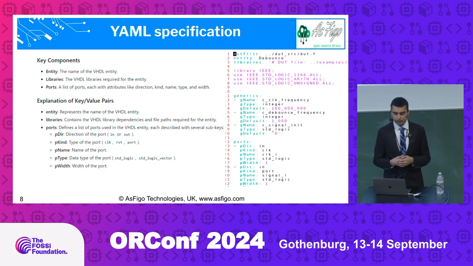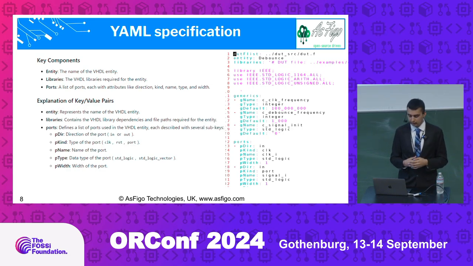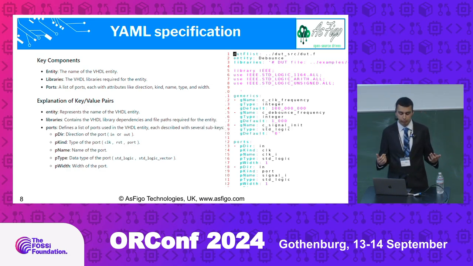And the ports define a list of ports that are used in the VHDL entity, each with several subkeys. Like pdirection contains the direction of the port. Pkind contains the kind of the port, which could be like clock, reset, port. And pname contains the name of the port. Ptype has the data type of the port, like std_logic, std_logic_vector. And pwidth contains the width of the port.